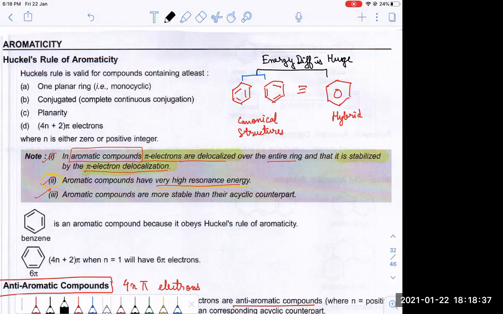Canonical structure energy is more, you are saying? Yes, that is true. Canonical structure energy is more, which is a bad thing. Hybrid structure energy is very less.